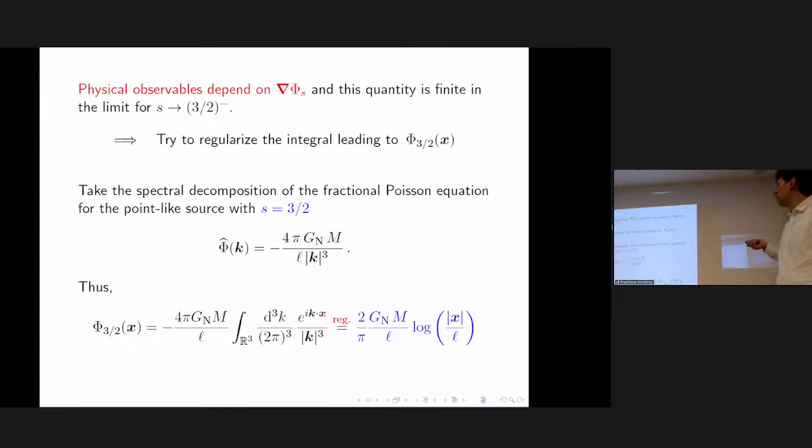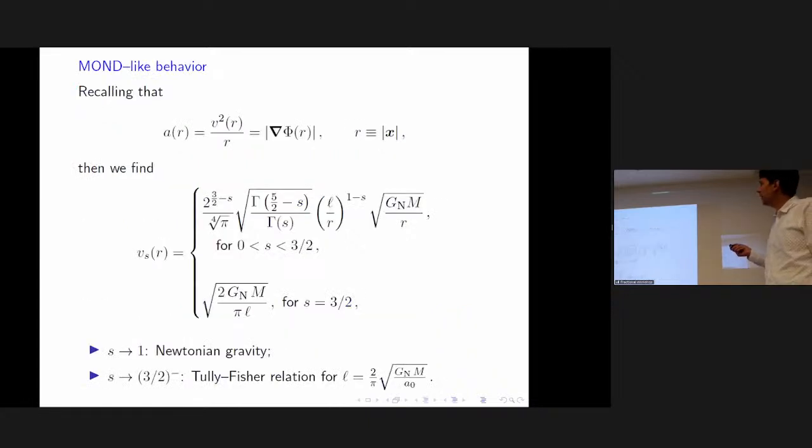And this can actually be done in a very simple way. We can take the spectral decomposition of the fractional Poisson equation in the limit for S equal to 3 halves, which is given by this expression here. And then we see that this integral has a logarithmic divergence, and using some regularization techniques, and this result is actually independent of the regularization method, it yields a logarithmic potential. And therefore, we can now compute the physical observables that we are interested in, namely the acceleration and the orbital velocity, which are simply given by the standard Newtonian expressions.